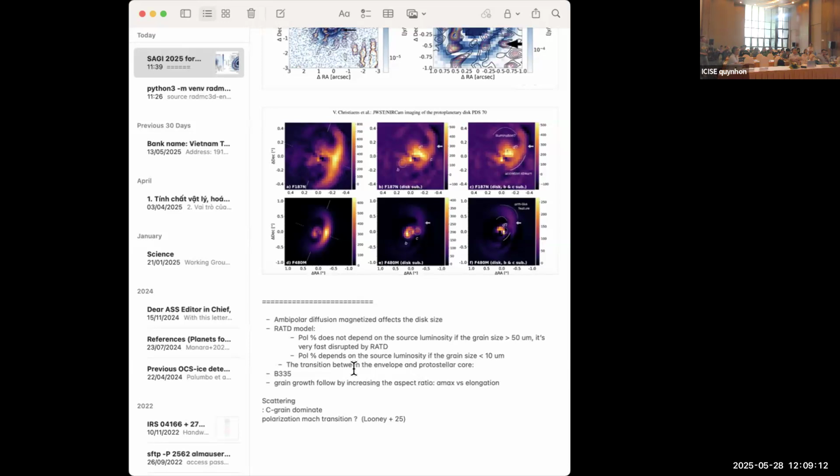We're also working on Zeeman. There are so far 3-4 discs with Zeeman observations, but we only have upper limits. Somehow the upper limit is just about right. So it's on the same order as what we expect. The magnetic field should be like milligauss. All the upper limits are of order milligauss.